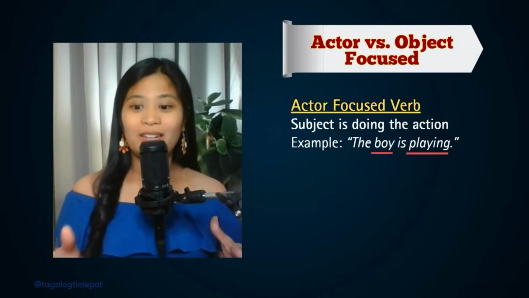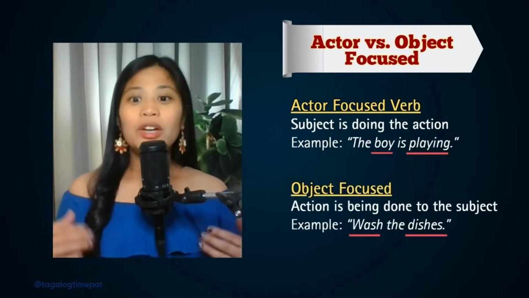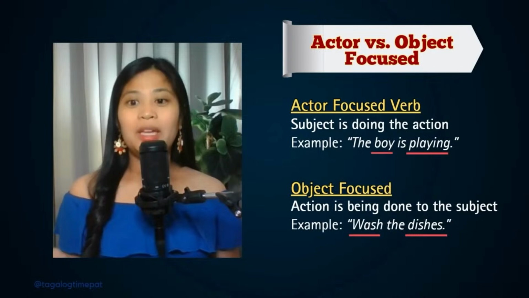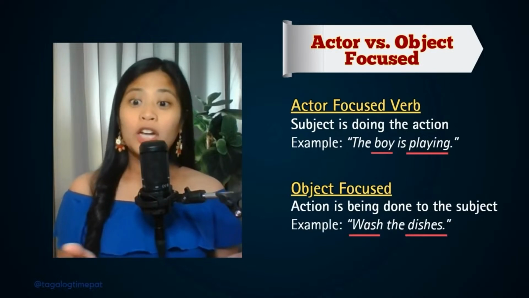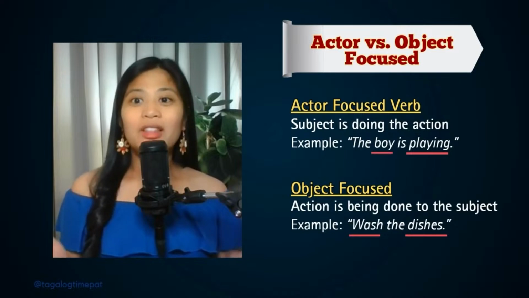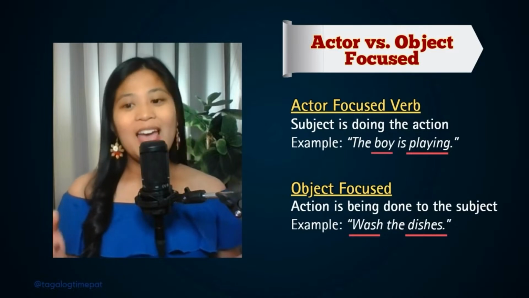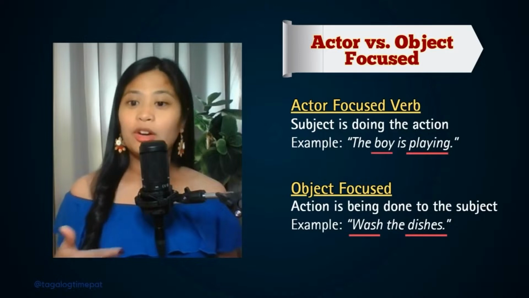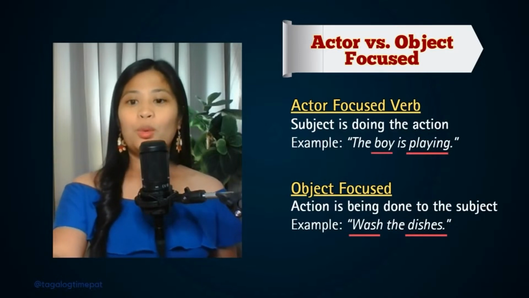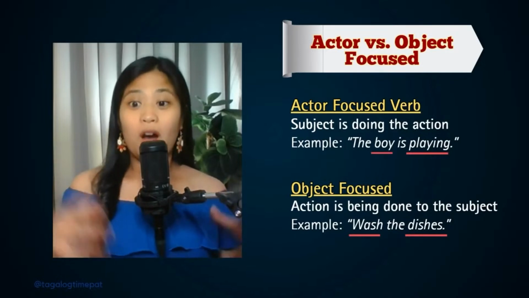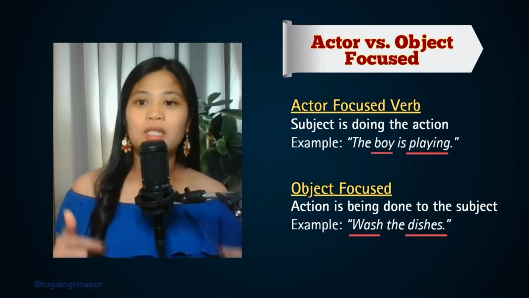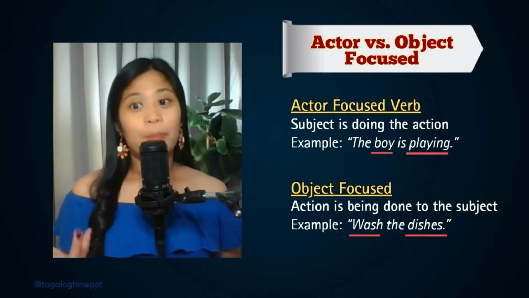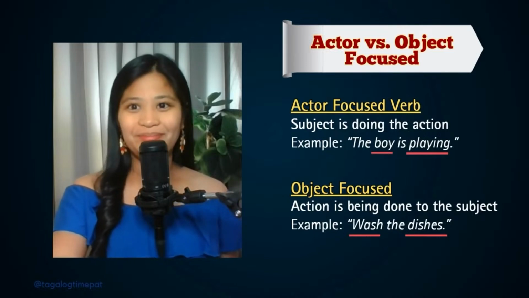on the subject. Whereas for an object-focused verb, the action is being done to the subject. For example, wash the dishes. Here, the subject is the dishes, and something is being done to them. They are going to be washed. So here the focus is more on the object, which is the dishes, versus when the focus is on a subject like a person or the actor.